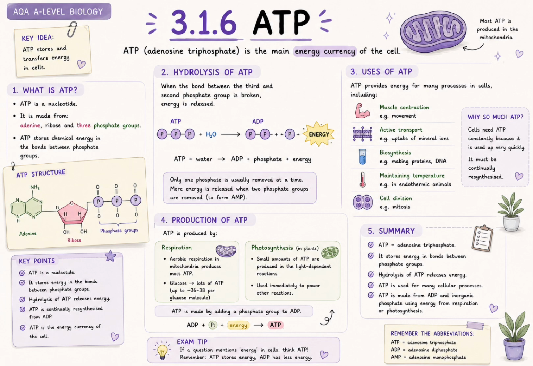Most ATP in aerobic organisms is produced during respiration inside the mitochondria, although small amounts can also be generated during photosynthesis in plants. This continuous cycle of ATP hydrolysis and resynthesis allows cells to maintain a constant and immediate supply of usable energy. So overall, ATP acts as the direct link between energy-releasing reactions such as respiration and energy-requiring processes within the cell, making it absolutely essential for life.